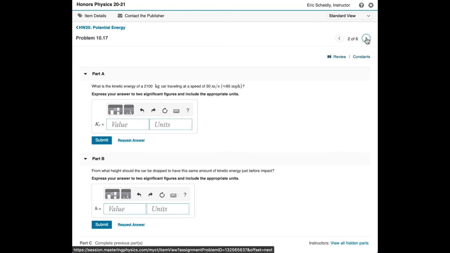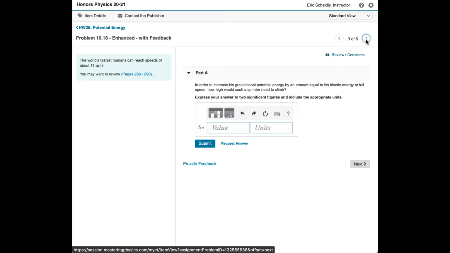Question 3 of the assignment. World's fastest humans can reach speeds of about 11 meters per second. Notice they did not give me the mass of the person. In order to increase the gravitational potential energy by an amount equal to its kinetic energy at full speed, how high would a sprinter need to climb?